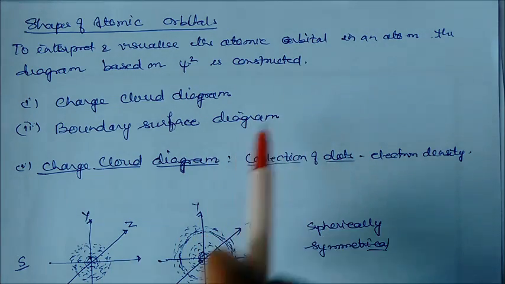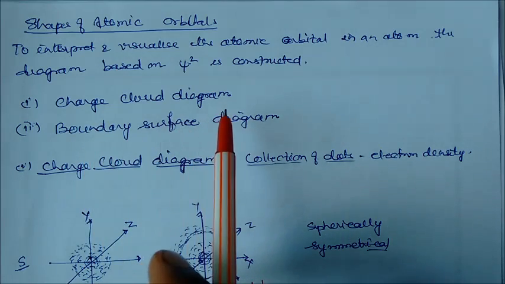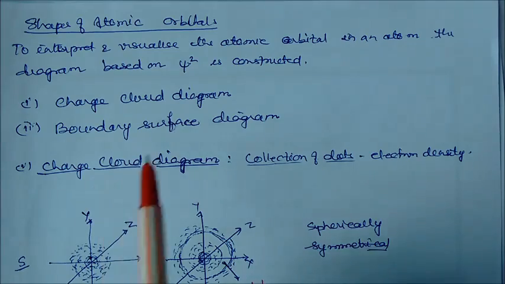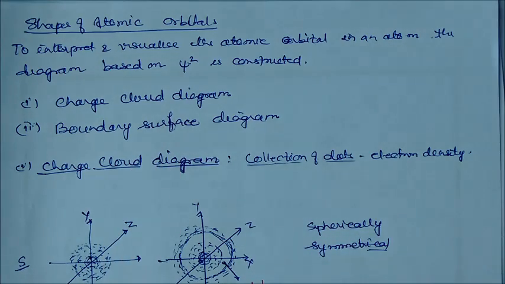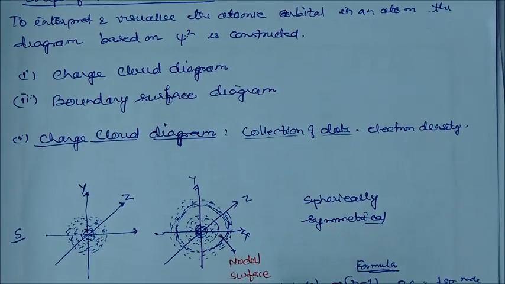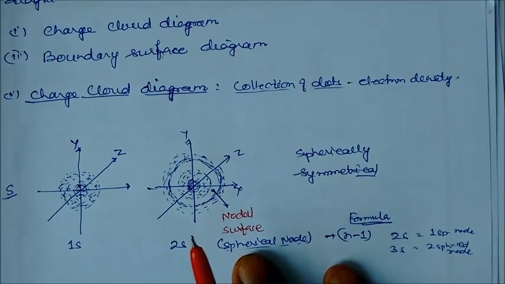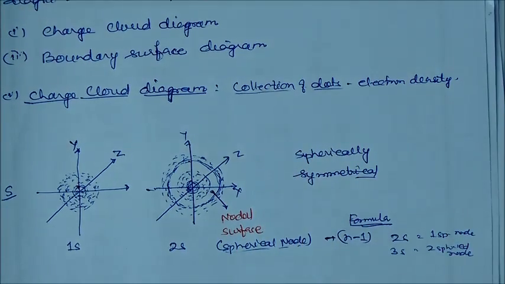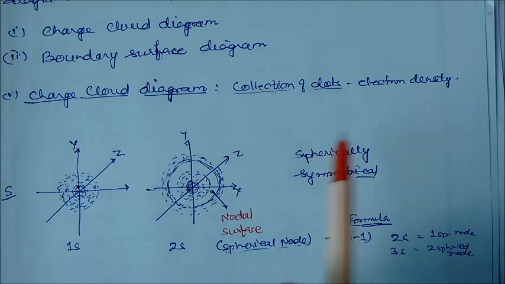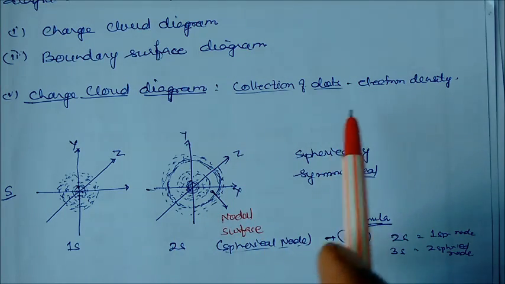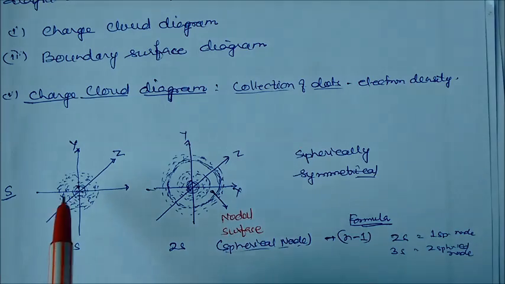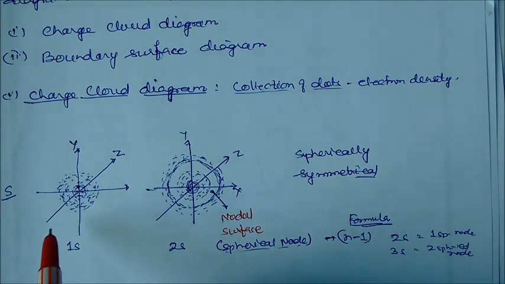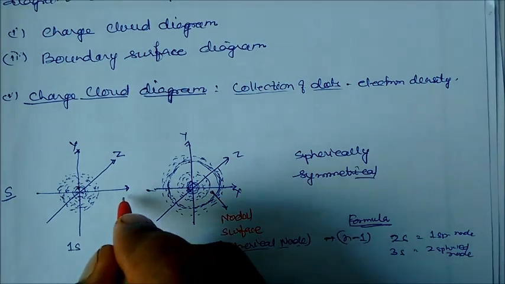We can represent this in two ways. One is the charge cloud diagram and the second is the boundary surface diagram. So what is actually a charge cloud? We will see these two one by one. What is the charge cloud diagram? A charge cloud diagram is a collection of dots, or electron density. We draw the orbital in the form of dots. All these are actually dots. This is the x, y, and z plane. This is x, this is the y, z plane.